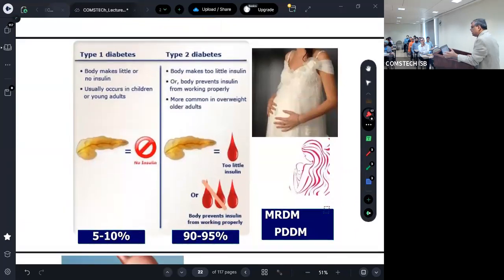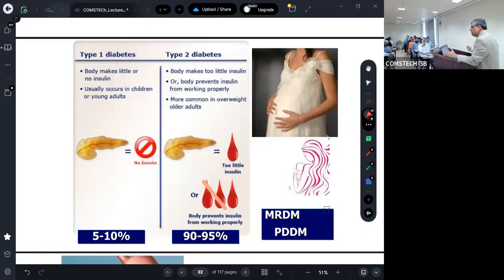There are 2 kinds of diabetes: type 1 diabetes and type 2 diabetes. These are the most common types. Type 1 diabetes normally happens in children, and in that case there is no production of insulin. For survival, you need insulin. But in type 2 diabetes, the phenomenon may be of 2 kinds. Option 1, your pancreas can produce less insulin.